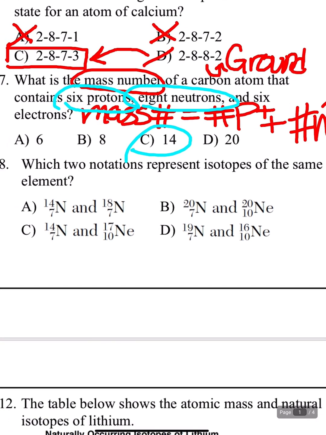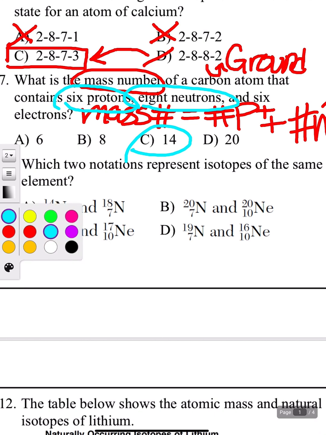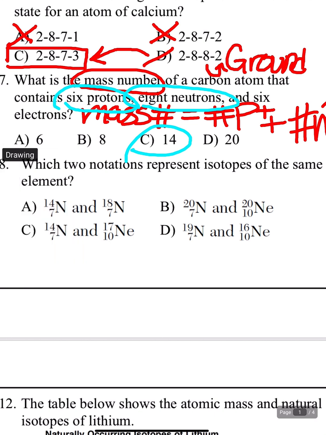Isotopes, which are a representation of the same element. Okay. I can easily cross out some of these answer choices because some of them have different symbols. So if they have different symbols, they're different elements. Let me take a look. A has N and it also has N, so I'm going to leave that one alone.